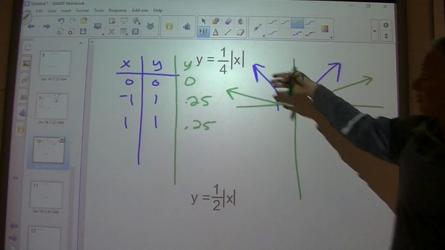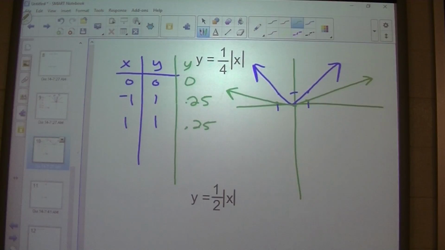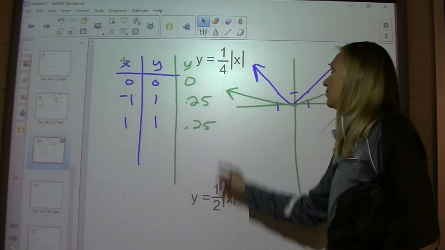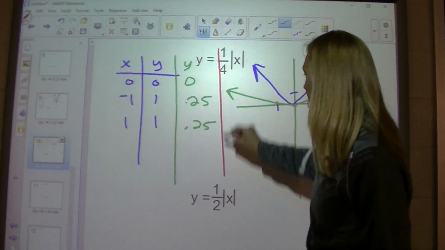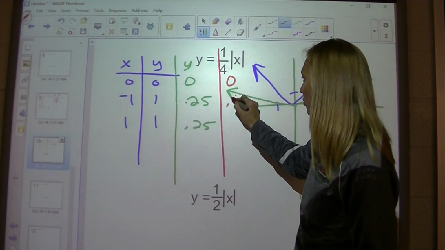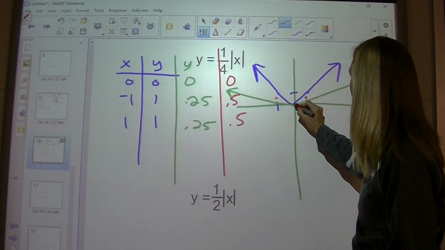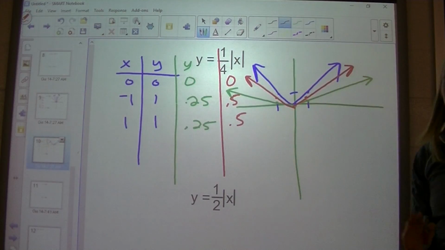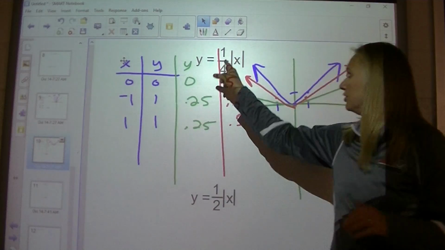The closer the number here is to 0, the more stretch it's going to have. The closer it is to 1, the smaller stretch it's going to have. And here's an example. This is closer to 0 than 1/2. So when I grab 1/2, I'll put these points here. It's still going to be 0, so same vertex, but we're going to have 0.5 and 0.5. So you'll see that that is stretched out more than when the coefficient's 1, but not as stretched out as when the coefficient's 1/4.